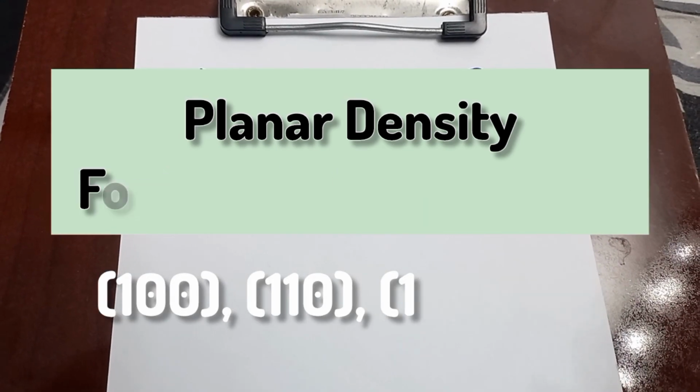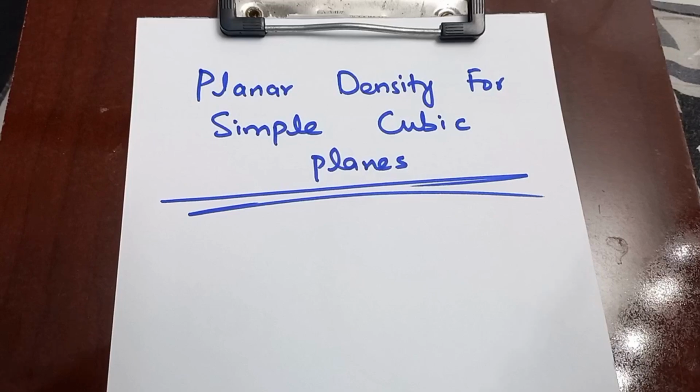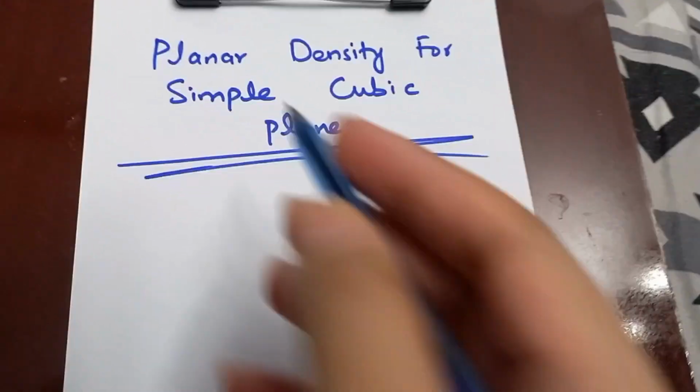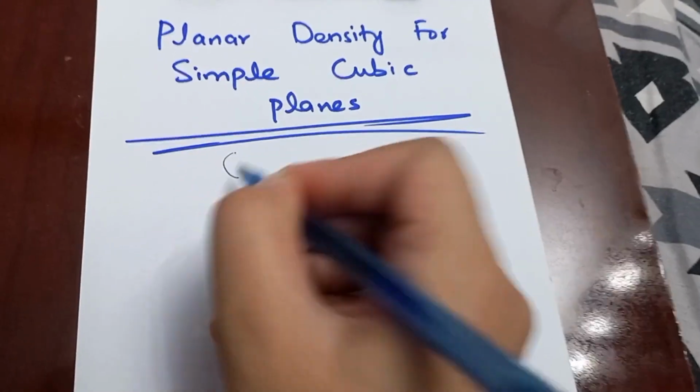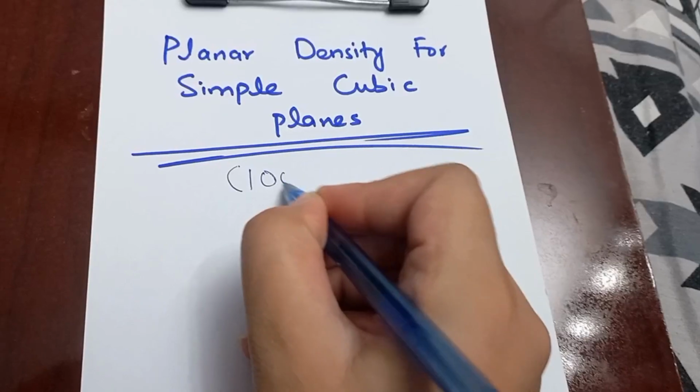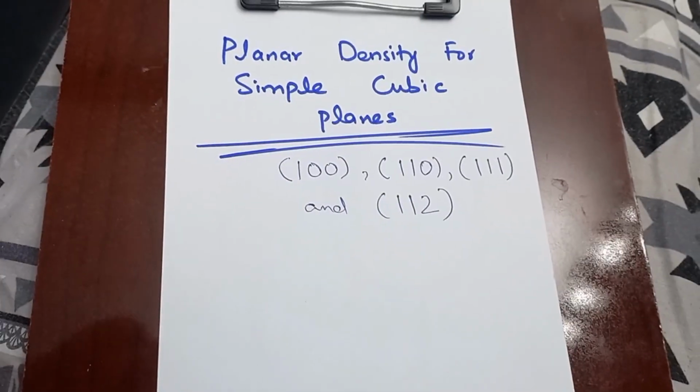In this video we are going to find planar density for simple cubic planes. The planes that we are going to consider are 100. So let's quickly get started.